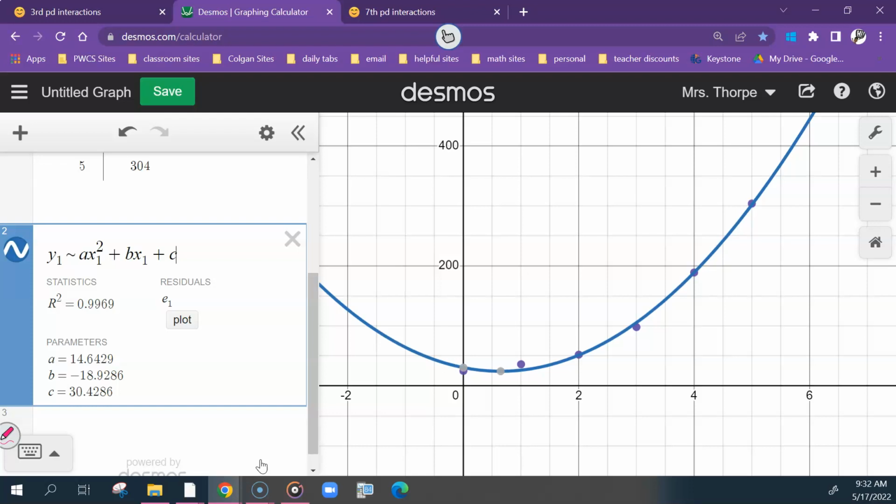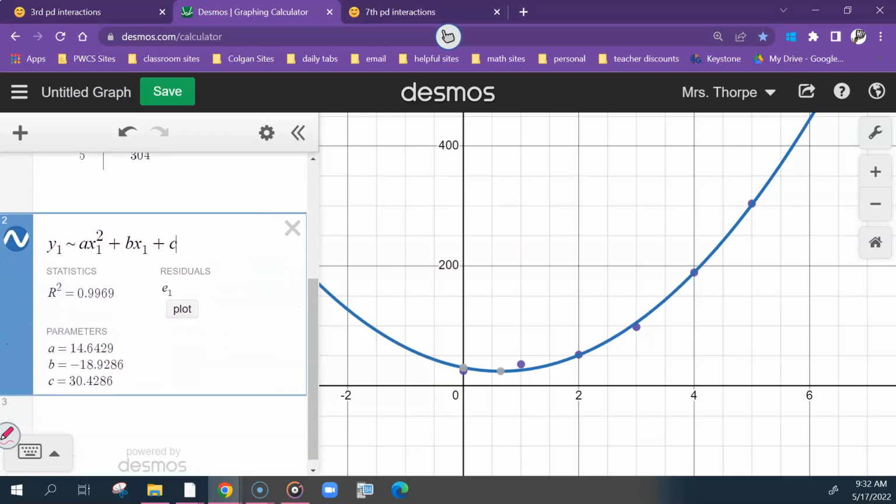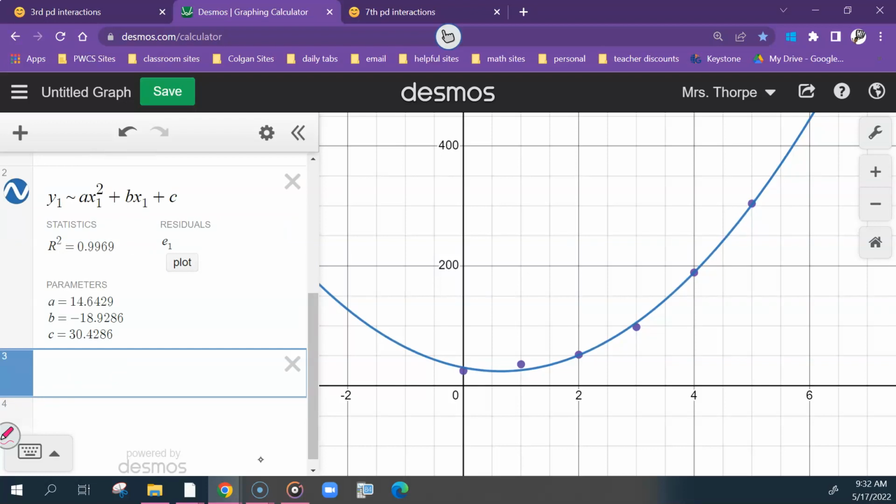The what? To get the one piece. Oh, this. I typed all of this in. So Y1 tilde, I typed in everything. Wait, that's not an apple. Oh, the ones at the bottom.